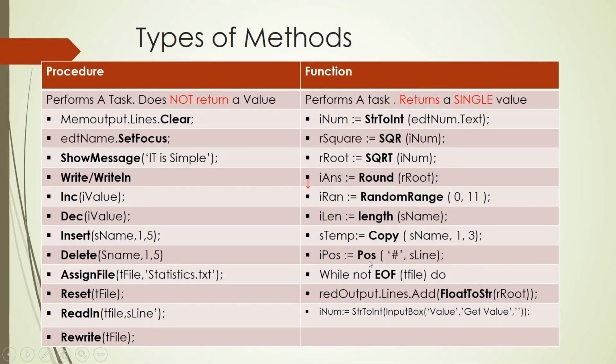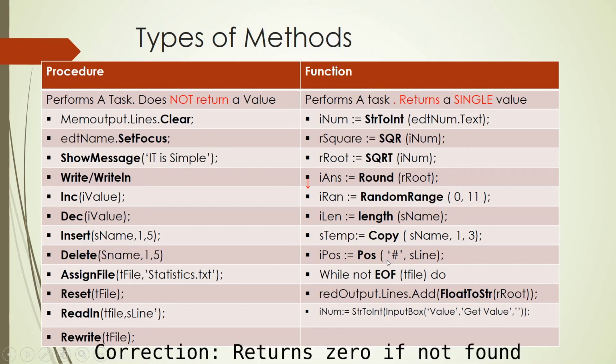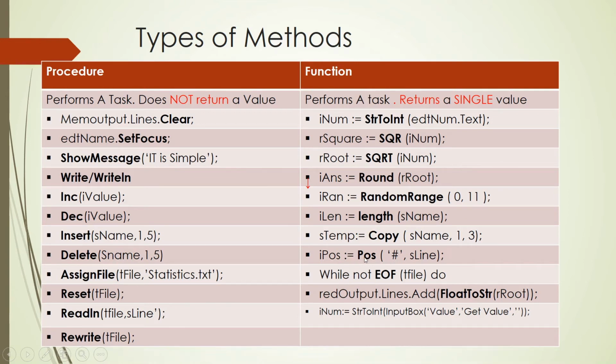Pos, another function, finds the position of a searched character or substring in a string. So sline is of data type string. I'm going to find the position of the hash in the string. Remember pos: if it does not find the position of a searched character or substring, it will return -1. So pos, another function, returns a single value, and it will return it as data type integer.